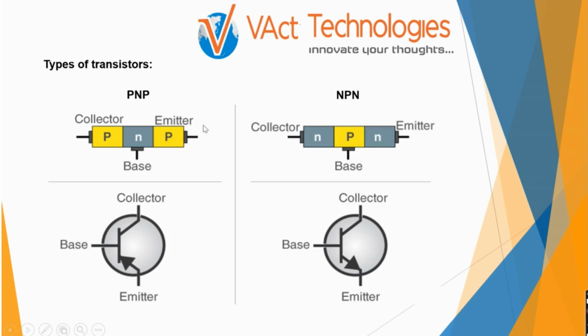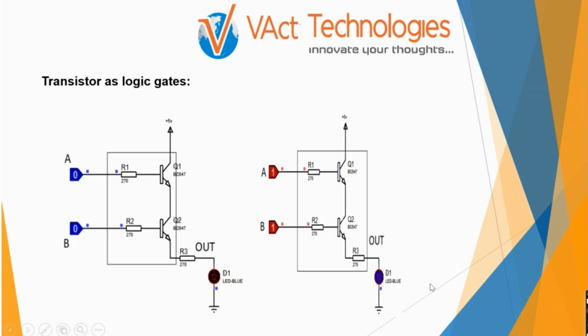There are two types of transistors. One is PNP transistors and another one is NPN transistors. In PNP transistors, the base is N type and the collector terminal and emitter terminal are P type. In NPN transistors, the base is P type and the collector and emitter terminals are N type. These are the symbols of the NPN and PNP transistors. Now we can implement transistors as logic gates.